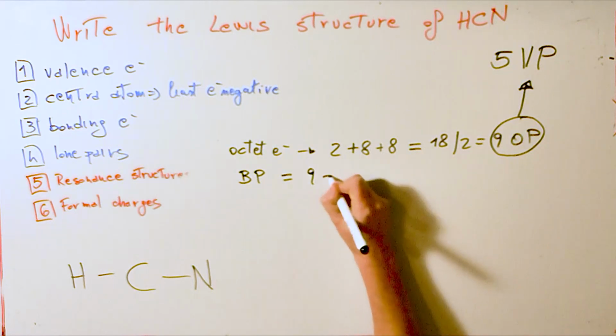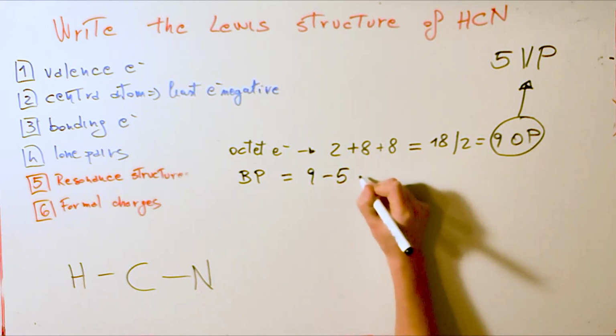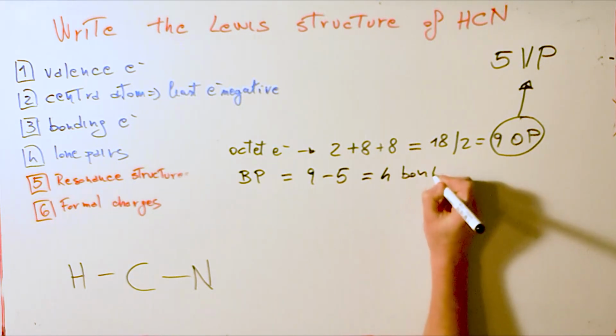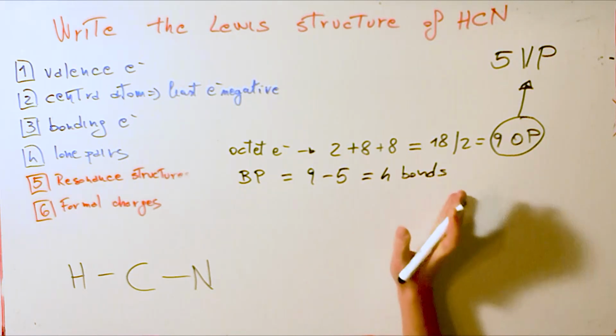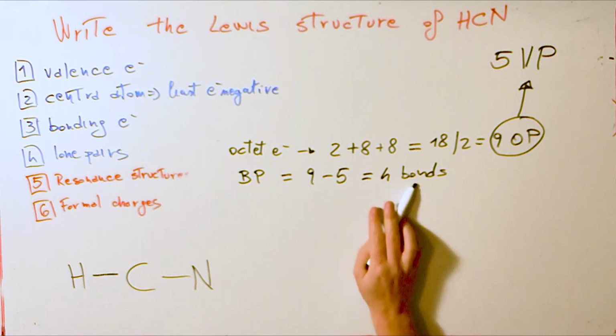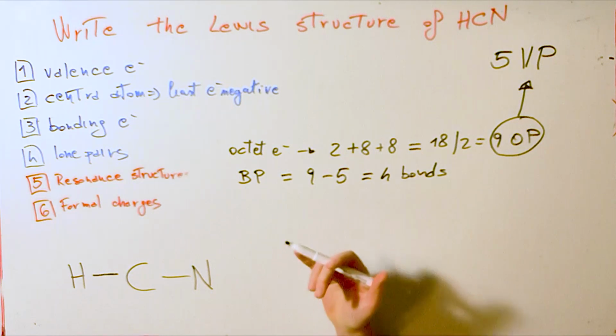which is 9 minus 5 equals 4. So we need 4 bonds. We have 4 bonds in this structure. Now, 2 bonds we have already settled, so there are 2 bonds left here. Where can we put these 2 bonds?